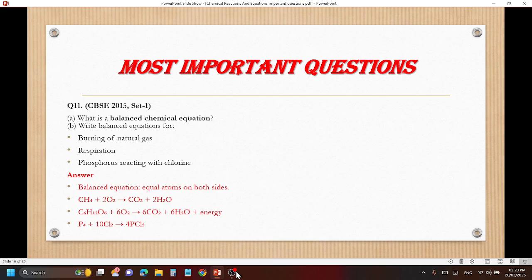Now the next question: write a balanced chemical equation for burning of natural gas, respiration, and phosphorus reacting with chlorine. Natural gas, for your information, has the chemical formula CH4, also known as methane. In the carbon and its compounds lesson, we will learn more about it. So CH4, methane, when it reacts with oxygen, gives carbon dioxide and water. Then C6H12O6, just comment below what is this compound's name, plus 6O2 gives 6CO2 plus 6H2O plus energy. This is respiration.